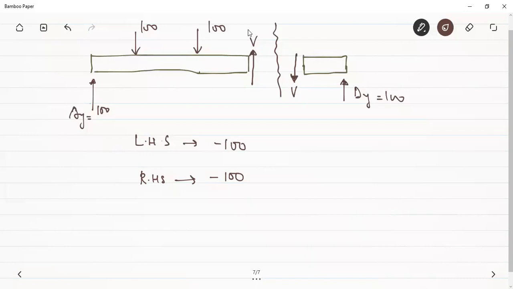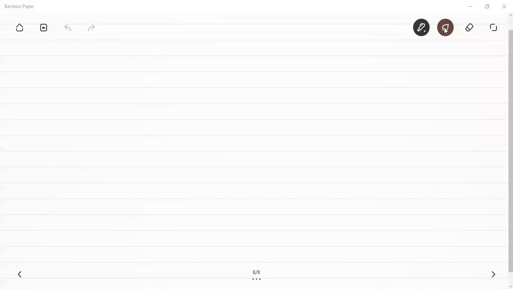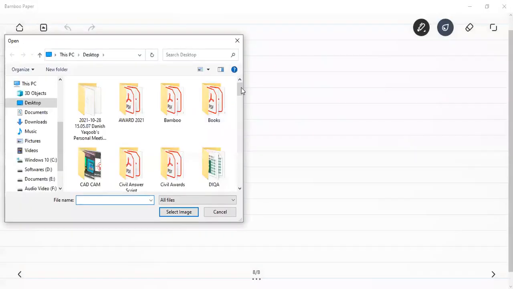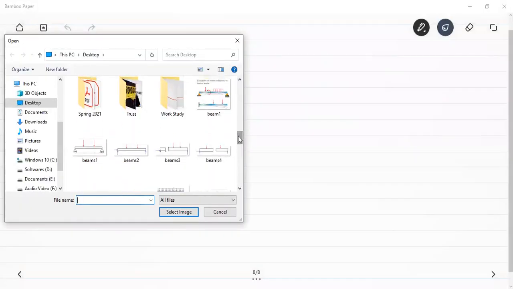Hope it is clear up to this point. There is one more method to make an analysis of the shear force, that is the element method.